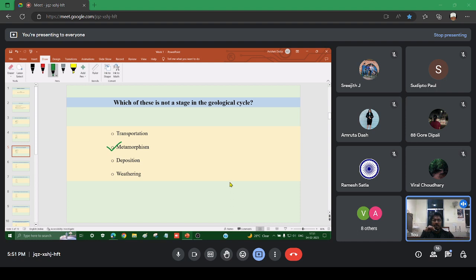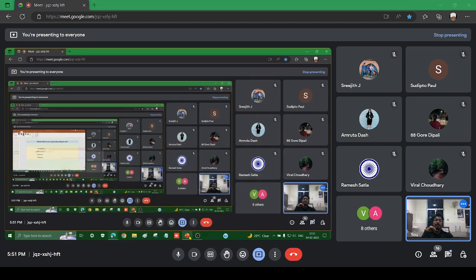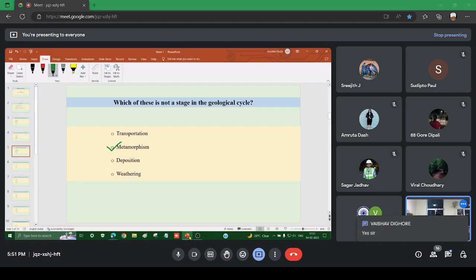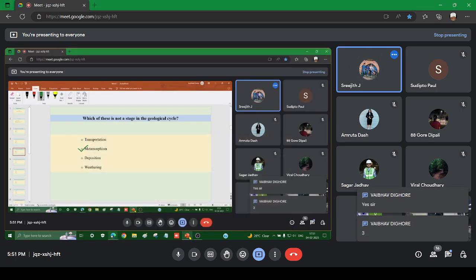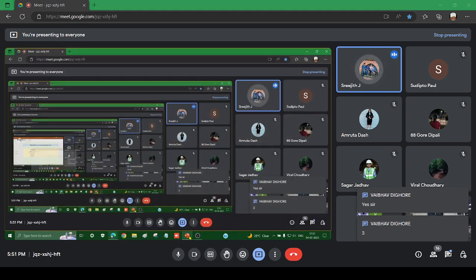Okay, so the geological cycle has 4 stages: weathering, transportation, deposition, and upheaval. And metamorphism is not a part of the geological cycle. It is a way of transformation. Basically, metamorphism relates to metamorphic rocks. There are 3 types of rocks, right? Everyone has an idea about rocks. How many types of rocks are there basically? 3 types. What are they? Sedimentary, metamorphic, and igneous.